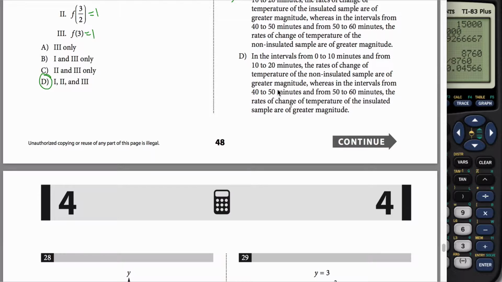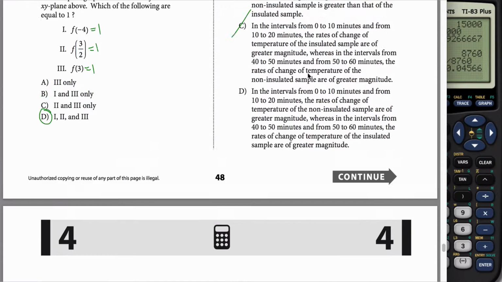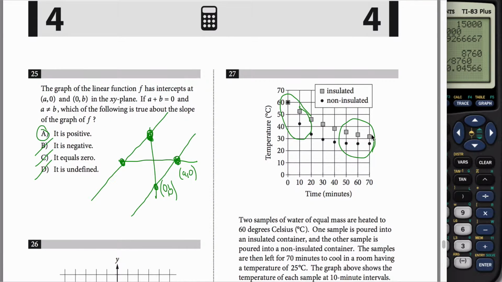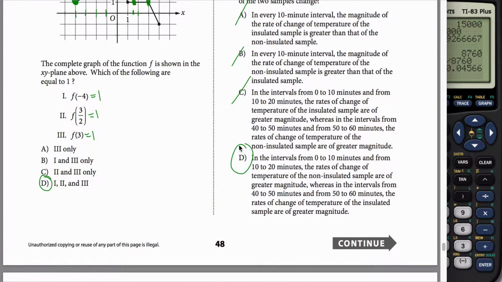At the end, 40 to 50 and 50 to 60, the rate of change of the insulated is greater. Yeah, these boxes are changing by more than these circles here, and that's because non-insulated has already made all of its change. It's already gotten it all done by the time we got down here. So D would be correct.